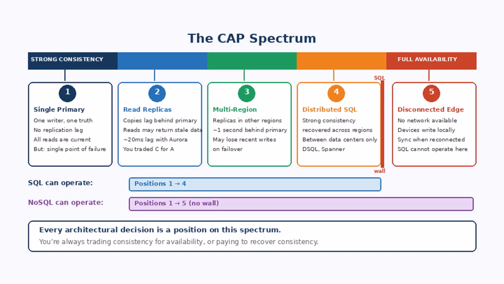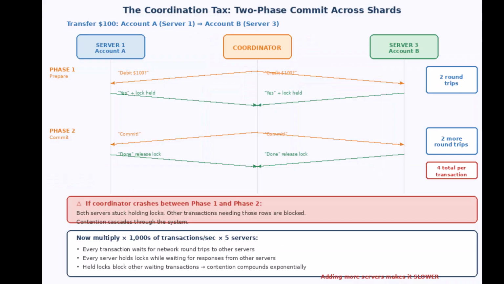Now, multiply this by thousands of transactions per second across 5 servers, each potentially touching data on multiple other servers. Every transaction waits for round trips. Every server holds locks while waiting. Those held locks block other transactions, which are also waiting, which are also holding locks. The contention compounds. Adding more servers makes things slower because the coordination overhead grows faster than the throughput gains.